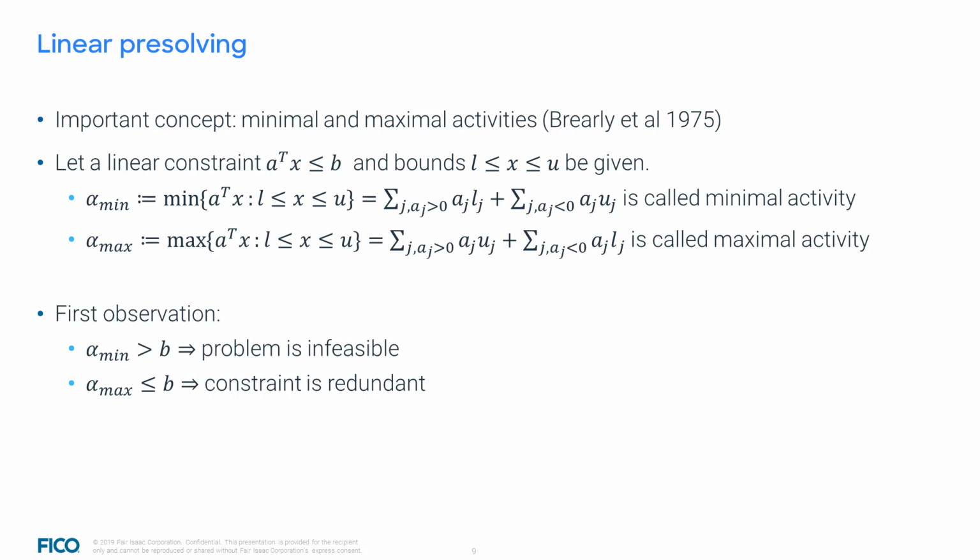A trivial observation that can be deduced from the minimum activity of a constraint is that, if this quantity is larger than the right-hand side of the constraint, then the problem is infeasible. Moreover, if the maximum activity is less than or equal to the right-hand side, then the constraint is redundant. The constraint is fulfilled by every possible assignment of x, hence it has no effects on the feasible space of the problem.